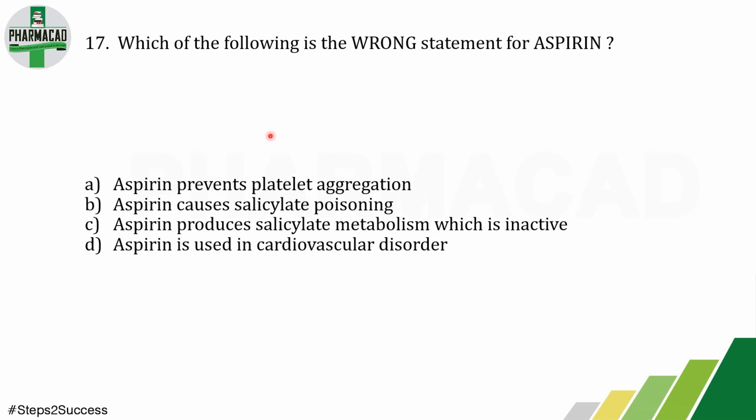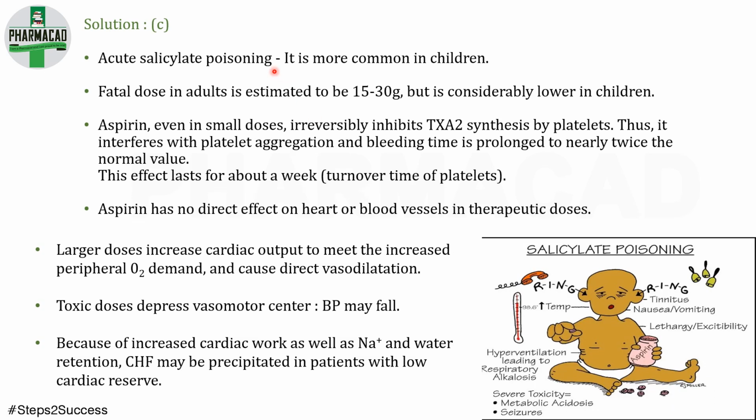Next question. Which of the following is the wrong statement for aspirin? Let's look at the options. Aspirin prevents platelet aggregation. It causes salicylate poisoning. It produces salicylate metabolite, which is inactive, and it is used in cardiovascular disorder. Let's look at the solution for this. The correct option here is option C, that it produces salicylate metabolite, which is inactive. However, it is not inactive, salicylate is active.